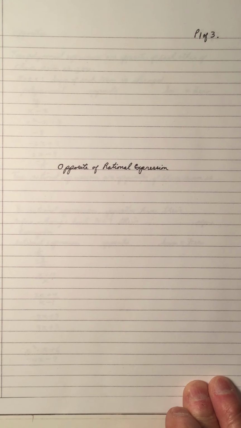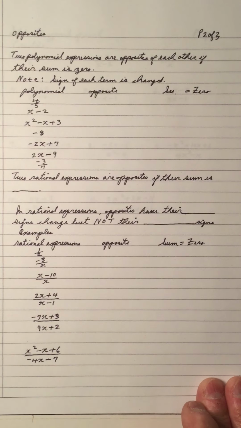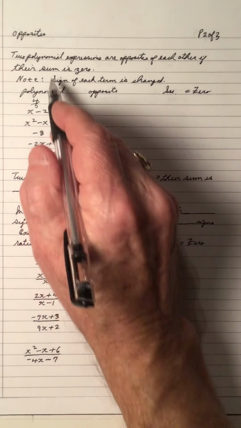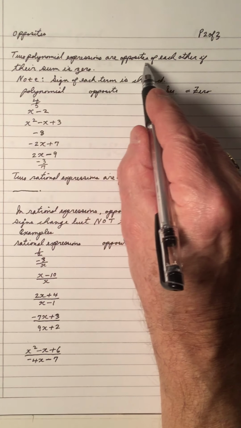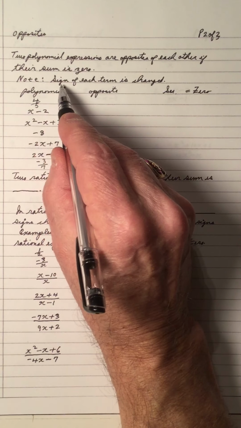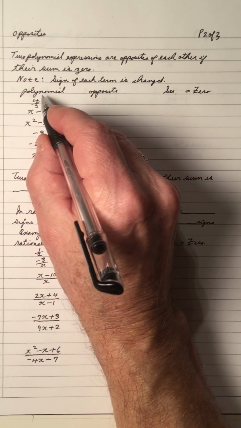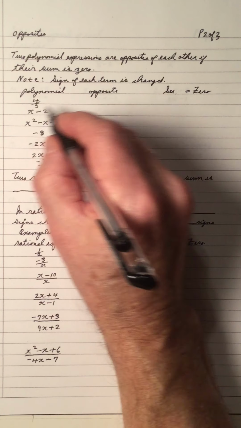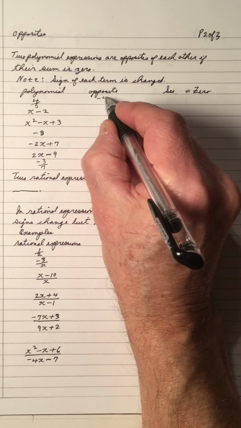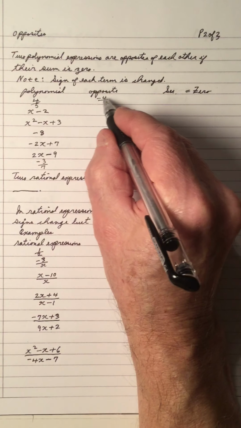Now let's start the video that I wanted to do, opposites of a rational expression. When we do opposites, two polynomial expressions are the opposite of each other if their sum is 0. Note the sign of each term is changed. So if I have a polynomial that's 4 over 5, I make it negative 4 over 5, which is the opposite. So I change the sign of the numerator.